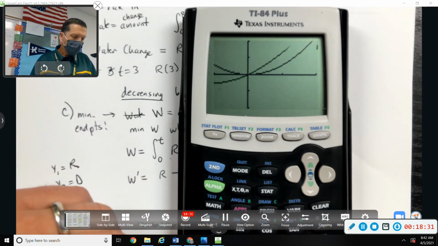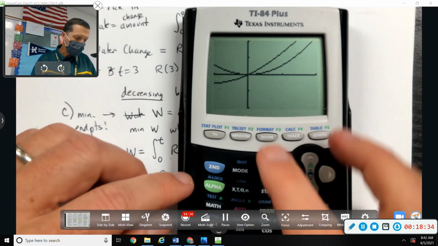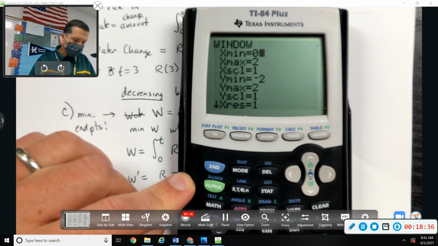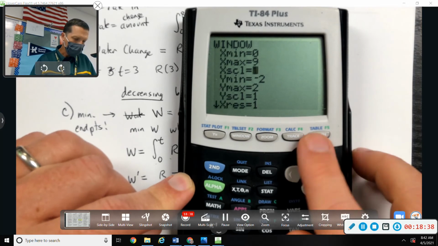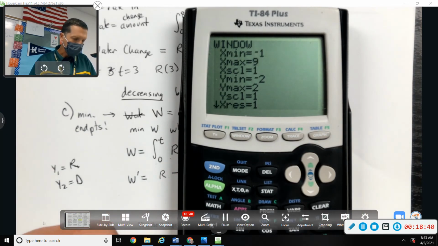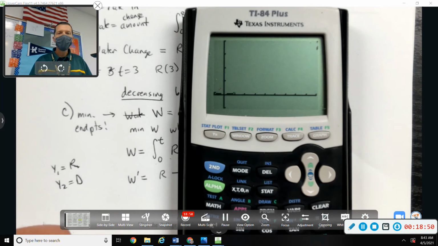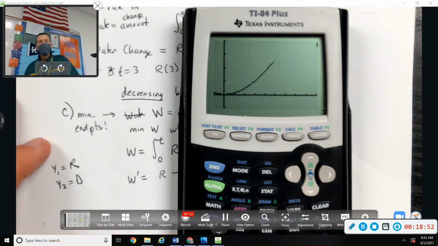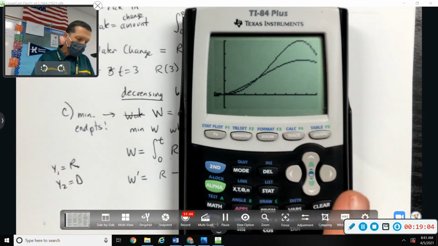Window: I'm going 0 to 8, so I'll just go negative 1 to 9, just to get a little extra to look at. Y value, I don't really know what to look for there. I'm just guessing here, see if that works. I went up to 20. Hey, that was perfect. Okay, so those are the rates.